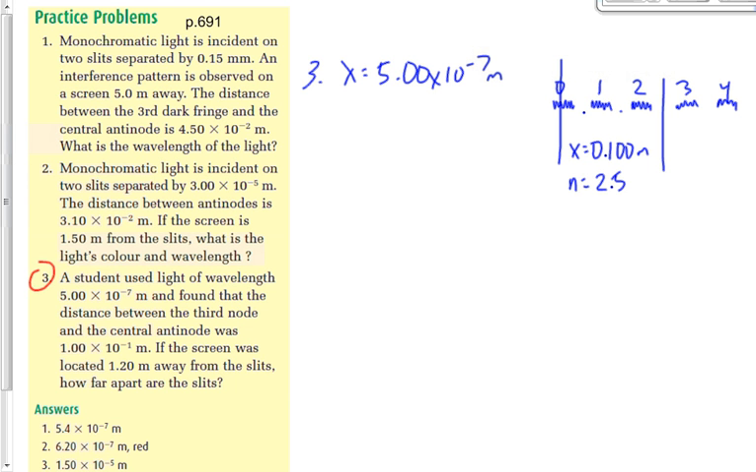It is so easy in this question, and this is what we were talking about, right? Got to pay attention to these things. It's so easy to say n is equal to 3 there, right? You see the third node, central antinode, 3 minus 0 is 3. But we're really looking at 2.5 minus 0. So we got x, we got n, we got lambda, L is 1.2 meters, the distance from the screen to the slits. What are we looking for? How far apart are the slits? Looking for d.